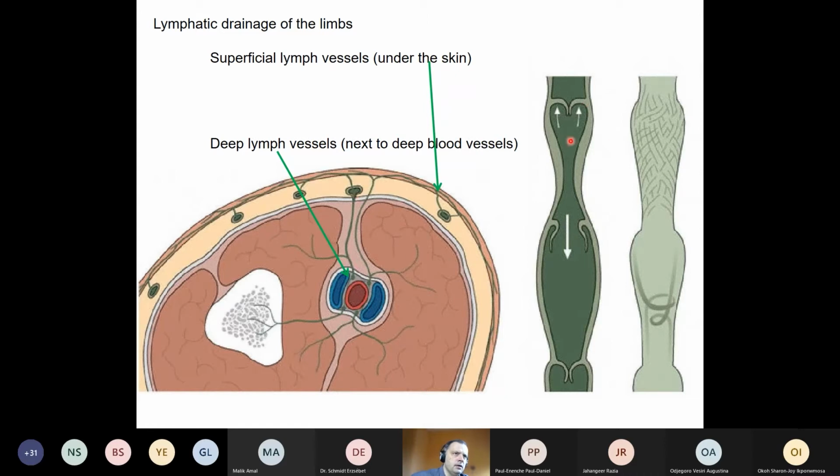Importantly, the lymphatic vessels have valves inside, and based on the motion of the muscles and the pulse of the arteries, these valves will then direct the flow into one possible direction, upwards, and this pumping function supports the circulation of the lymphatic fluid away from the limbs.